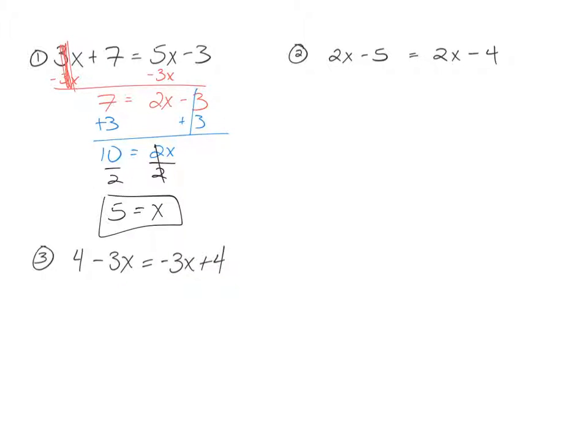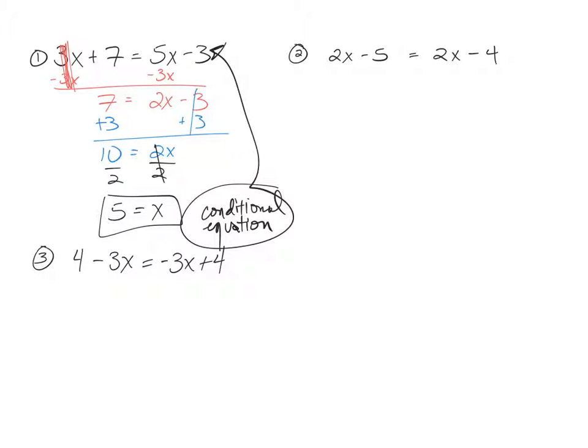And here I have an answer. This is x = 5. There's one answer. It's not infinitely many. It's not no solution. So we would call this a conditional equation. And I'm referring to this equation back up here at the beginning.